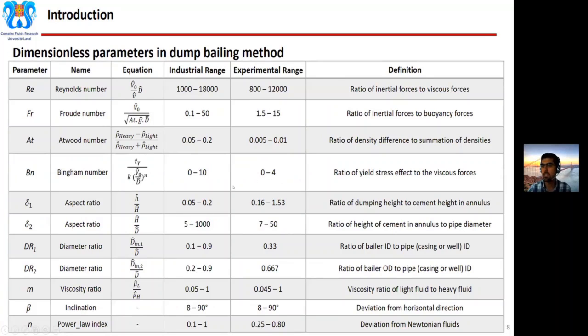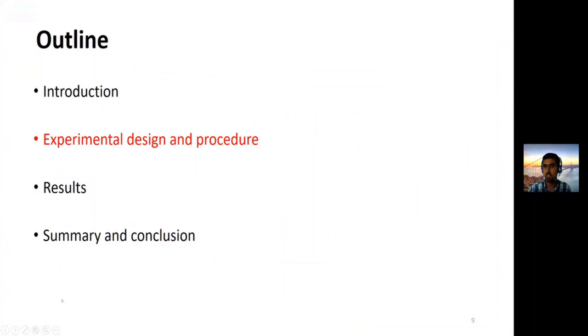Here you can see the dimensionless parameters that are involved in the dump bailing method. We have around 11 dimensionless numbers like the Reynolds number, Froude number, Atwood number, and Bingham number. We have two aspect ratios, two diameter ratios, and viscosity ratio, inclination, and power-law index.